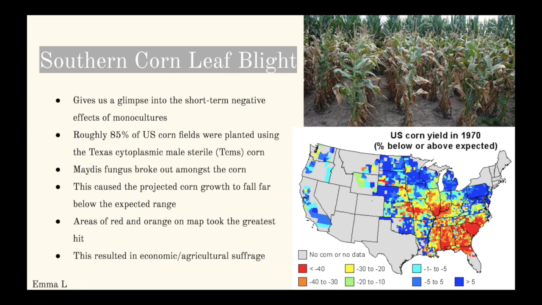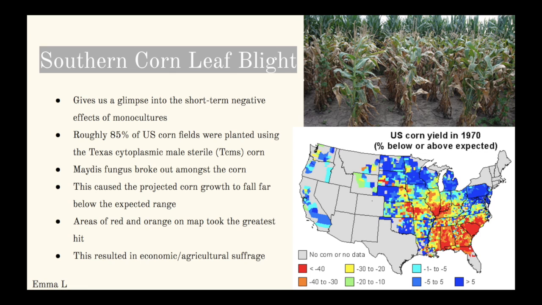Because there were no other corn species or other types of crops in the area, all the corn got wiped out very rapidly. This caused the corn growth to fall far below the expected range, as seen in the map to the right. As you can see, in the red and the orange areas, the amount of corn being produced was above 40% below the expected amount of corn that would be produced.